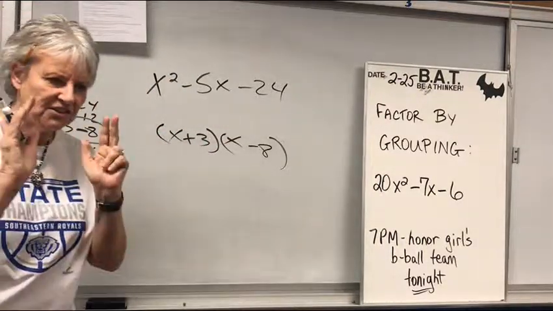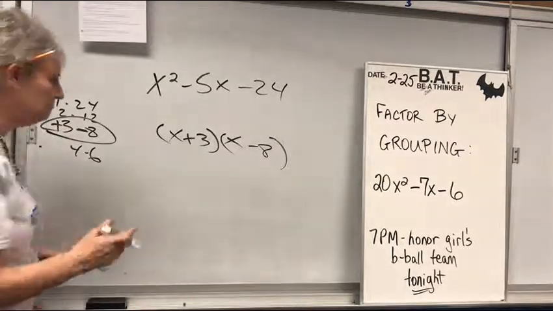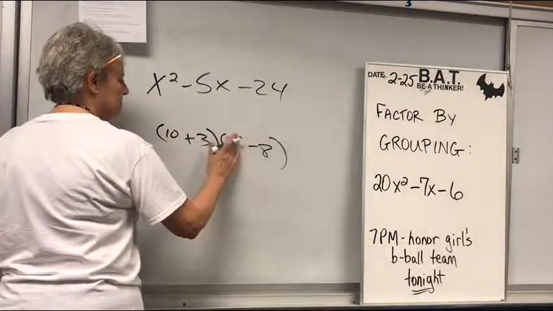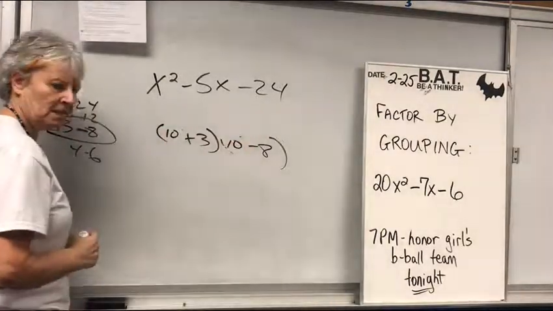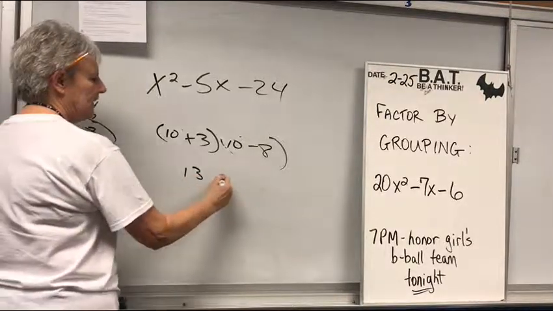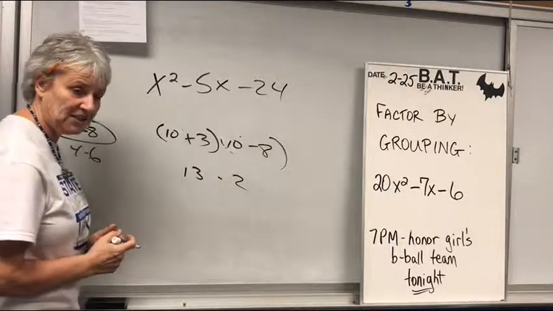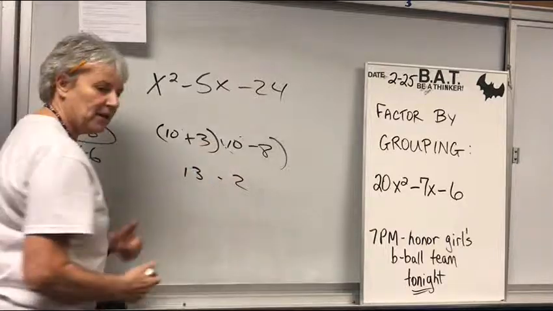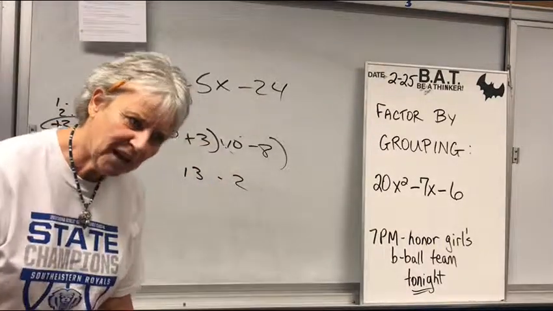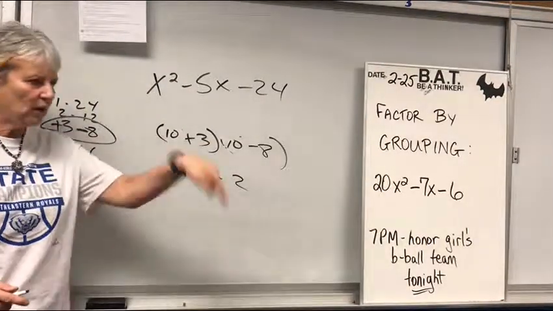Let's make x 10. Okay? That's what I was asking. So that is 13 times 2, which is 26. And if I put it around, it's going to be 2 times 13, which is 26.